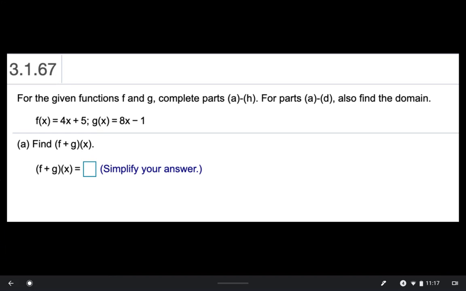I want to go over one of the questions from your homework. This is homework from section 3.1, number 67. You have two functions, f with the given equation 4x plus 5, and g with the given equation 8x minus 1, and you have multiple parts of that problem. I only show part A, where you have to find the sum of two functions and the domain. And I'm assuming the rest will be find the difference, product, and quotient, and the domain.